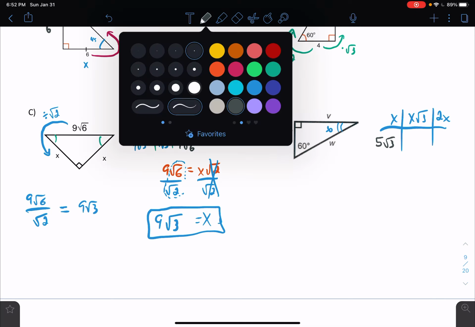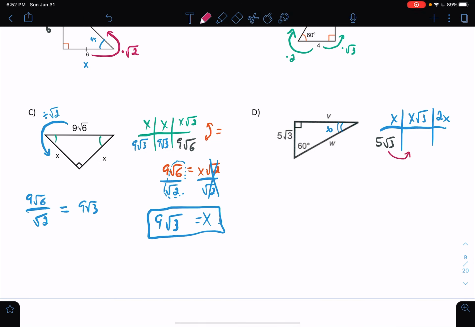So if I'm going to the side opposite 60, I need to multiply by the square root of 3. So I've got 5 square roots of 3 times the square root of 3. Well, square root of 3 times square root of 3 is the square root of 9. So I've got 5 square roots of 9, which is going to be 5 times 3, which is 15. So I get V here equals 15.